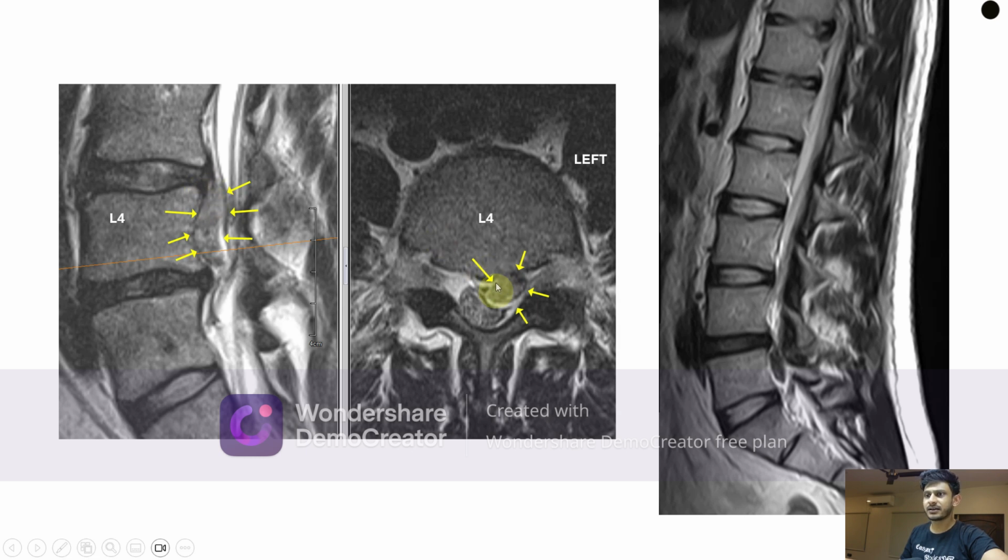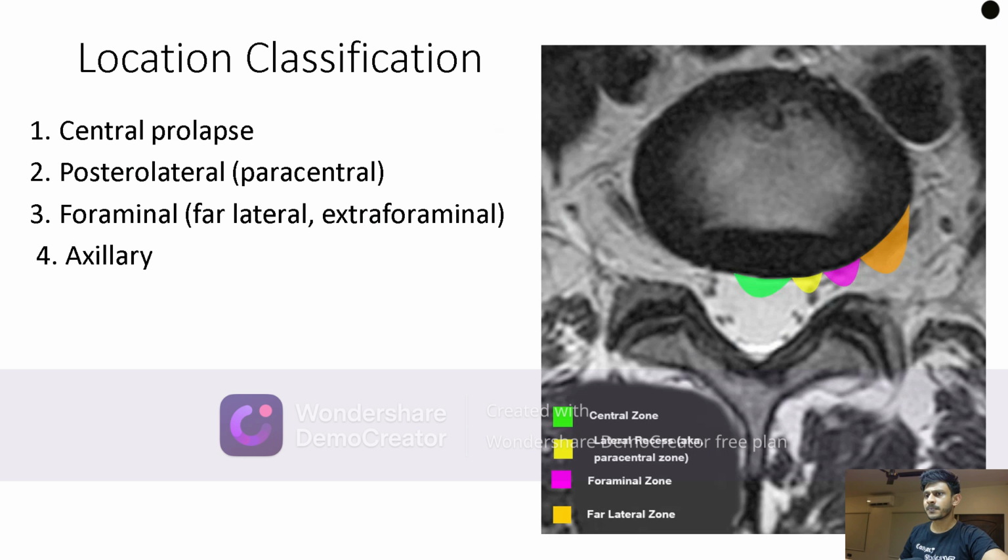And you can see it's migrated caudally after coming out from the L3 L4 body. This is the L3 L4 disc, and it's come out and separated from the original space from which it has herniated. Okay, coming back to your location classification, there's a central prolapse, there's a posterolateral or paracentral prolapse, and a foraminal, and the last one is far lateral or extraforaminal. Axillary is just another thing which I'll talk about in another video.